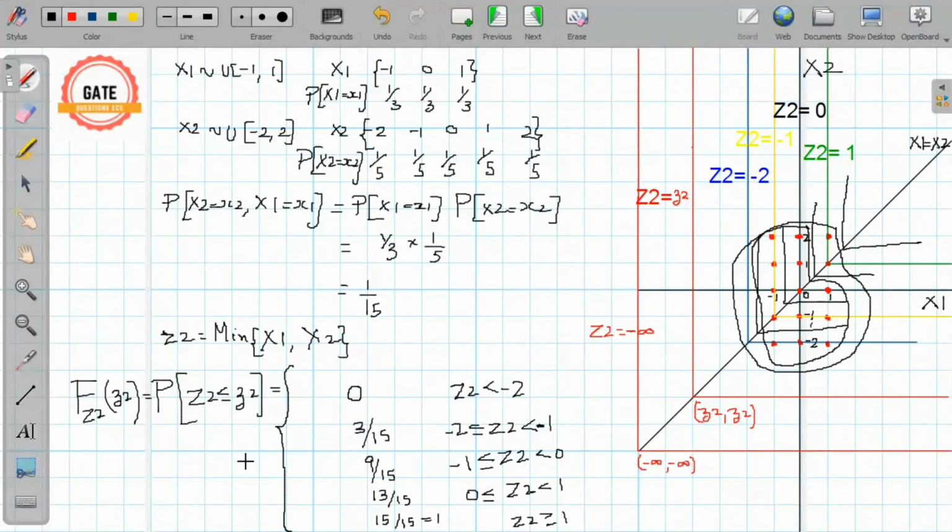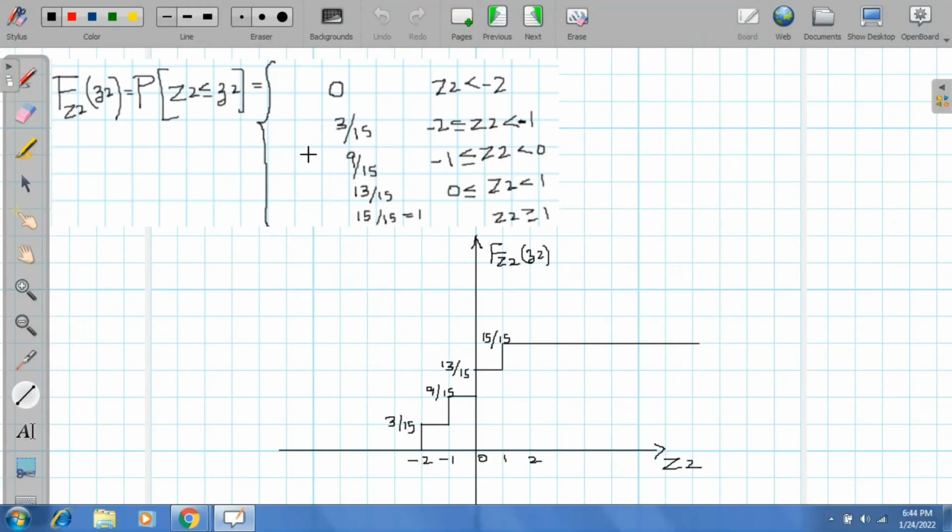We can plot this CDF of Z2, which I am going to do on the next page. This was the CDF expression that we derived on the previous page, and I have copied it here. So let's draw the CDF of Z2. On this axis, I will be writing the value of the CDF, and this axis is the Z2 axis. The first expression says for all values of Z2 less than -2, which is this -2, below it the value is 0 here.